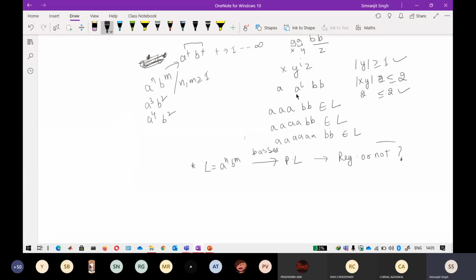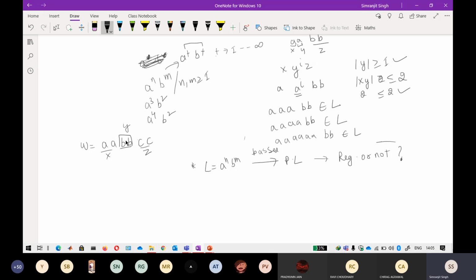Again, the same thing that I've told you: if you write something, we again get a string like this. Now it is saying that, suppose this is your y, this is your x and this is your z, for the supposition part only. I am not defining any pumping length here.